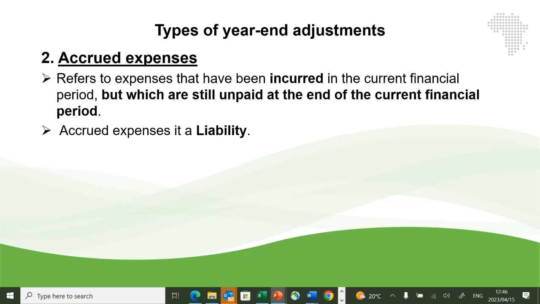Let's move to the second adjustment that we perform. We have what? Accrued expenses. When you talk about accrued expenses, we're referring to expenses that have been incurred in the current financial period, but which are still unpaid at the end of the current financial period. So we are still owing that expense. We have incurred it, yes. We have used maybe water and electricity, but we haven't paid for it.